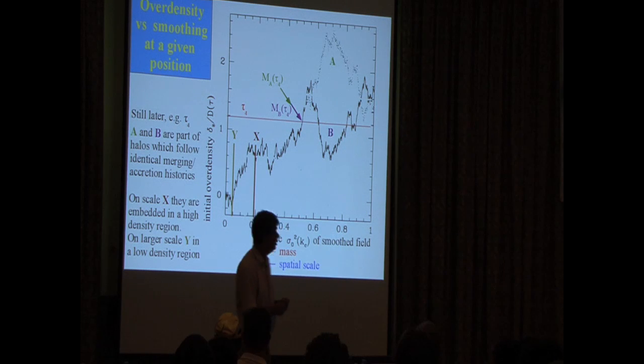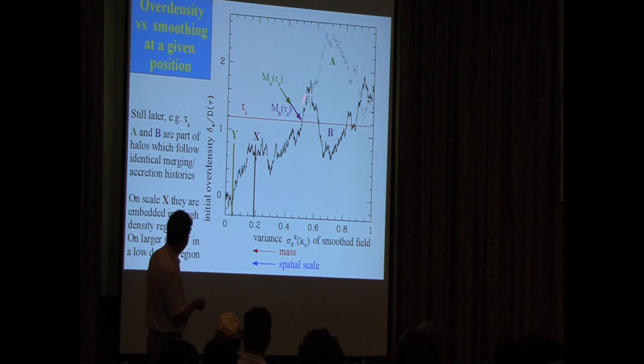If we go later, now we're past the point where these two diverge, so now in the future these two halos are going to have the same history, future history. But if you look at this point, ask what's here, you look on this region, on this scale, you can see the overdensity is large and positive. So on this smoothing scale, these two halos are part of an overdense region.